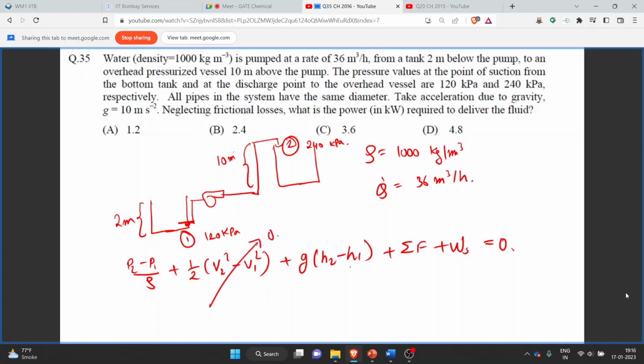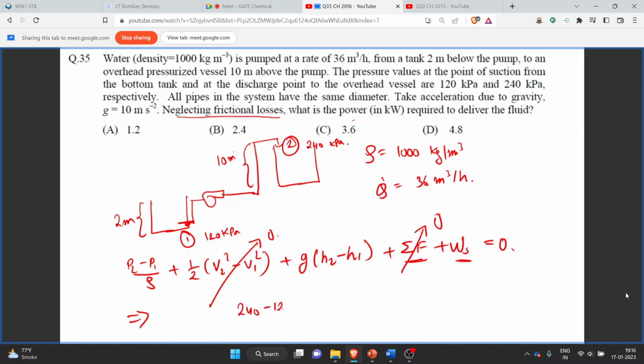Now we will be having pressure head due to this height difference of 10 plus 2, that is 12 meter. We haven't been given any frictional losses, and it has been specified that we neglect the frictional losses, so we can take this term also as 0. And then we have to find this work, from which we can find the power required to deliver the fluid. So we can replace the values over here. P2 we have been given as 240 and P1 as 120 kilopascal. So we will keep the units as kilopascal only.